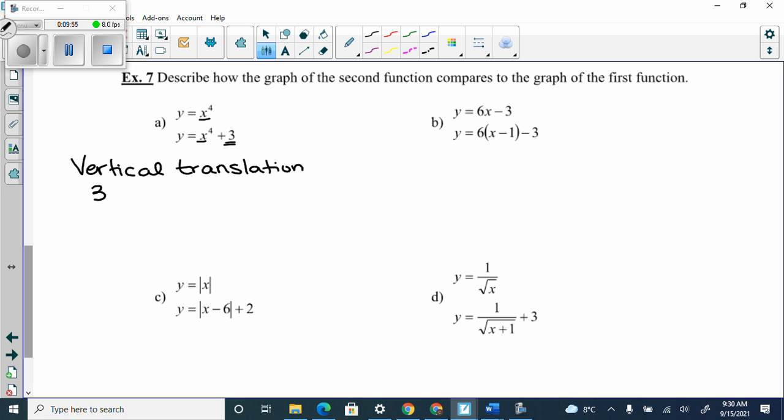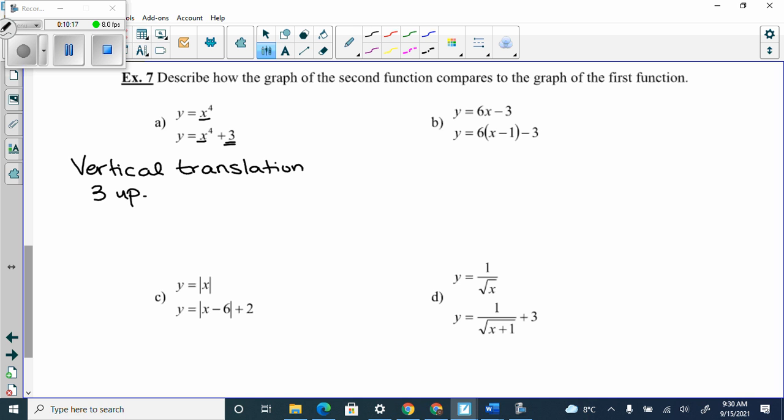3 up. B, people will do wrong, because they'll tell me, well, I don't know what the 6 does in front. That's something if you remember from last year's vertical stretch, but then they're like, -3, go 3 down, and then I go 1 right. When you state transformations, it's what changed, what the graph transformed to change, correct?